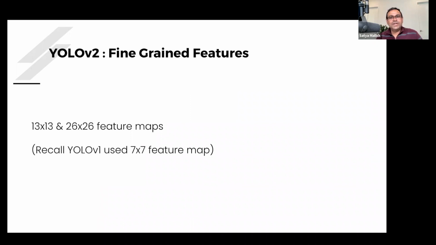First of all, they used a 13 by 13 map. And we remember that YOLO V1 was using a 7 by 7 feature map in the end. So 13 by 13 is already creating more fine-grained features. But in the network, they also have another path where they don't go all the way down to 13 by 13. They go to a 26 by 26 feature map also, and that produces even more fine-grained optimization. And then they combine the two information to produce the final bounding boxes. So they do this fine-grained feature extraction as well.